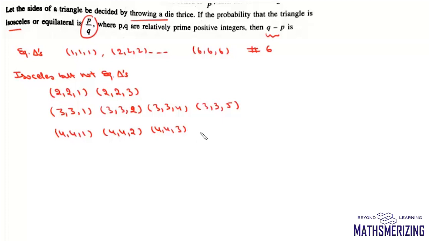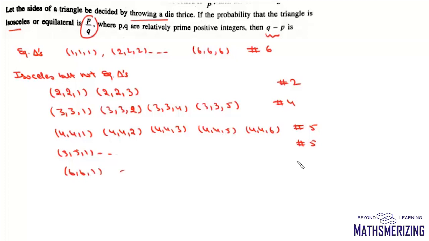We'll discard 4, 4, 4. Then 4, 4, 5 and 4, 4 and 6. So we have 2 cases here, 4 cases here and 5 cases here. For 5 also we'll have 5 cases except for 5, 5 and 5. And for 6 also we'll have 5 cases here. So the total number of isosceles triangles which are possible is 15 plus 6, and there'll be 21.